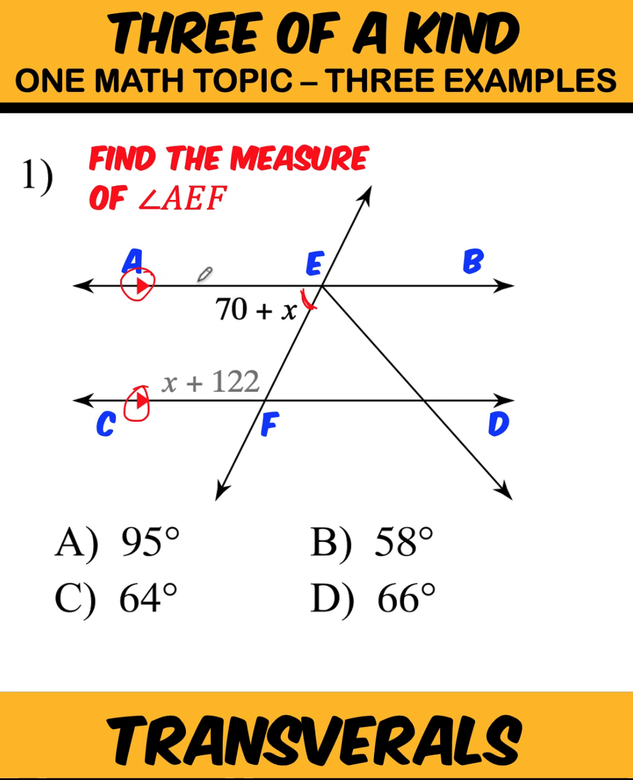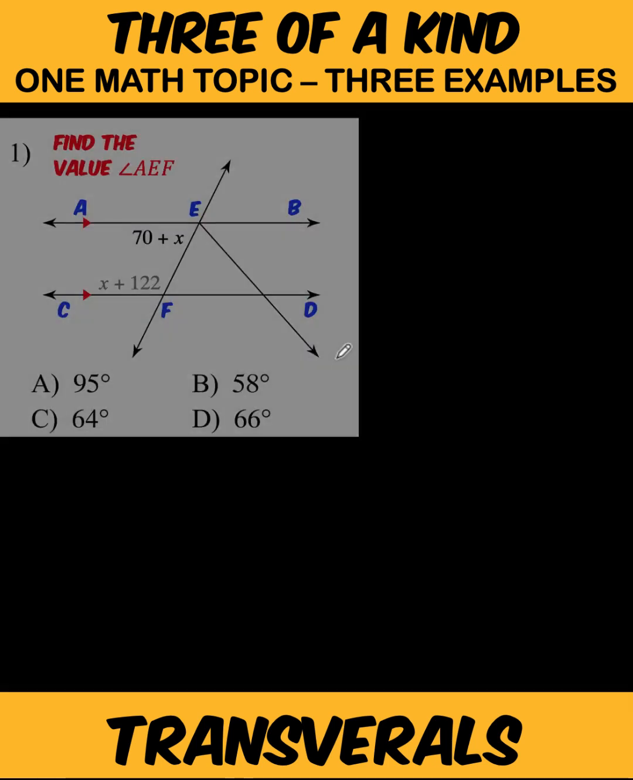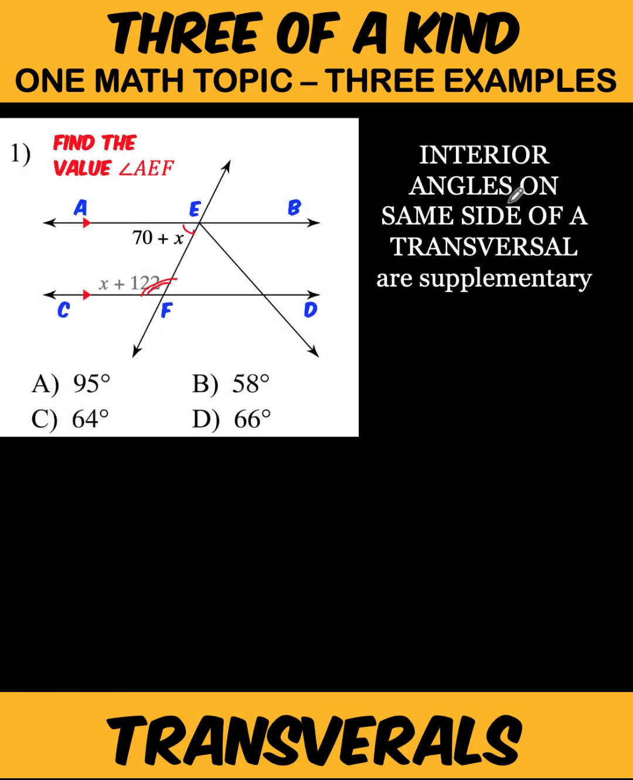Given that the measure of angle AEF is 70 plus x and the measure of angle CFE is x plus 122 degrees. Now let's analyze the situation. With respect to the transversal EF, both our given angles with a measure of 70 plus x and x plus 22 are at the left side of the transversal, and both of them are inside the 2 parallel lines. So we call these 2 angles interior angles on the same side of the transversal. And the relationship is that they are supplementary.